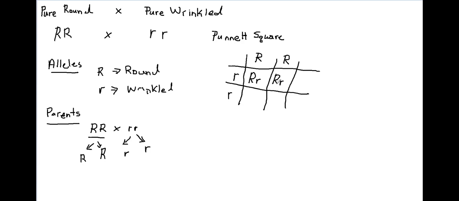Let's go and do the next possible offspring. Looks like it's the same. Big R, little r. In fact, if we finish off our Punnett square, we can see that the only possible type of offspring in this mating of a pure round and a pure wrinkled is going to be a heterozygous offspring. So let's write what our offspring are all over here. All offspring are big R, little r. In other words, all offspring are round.